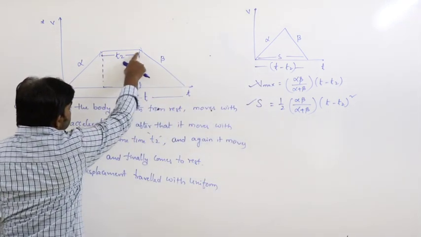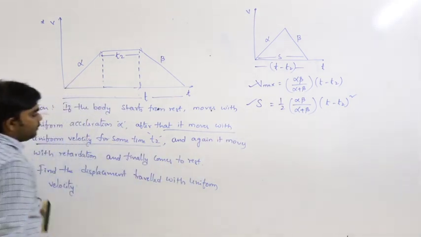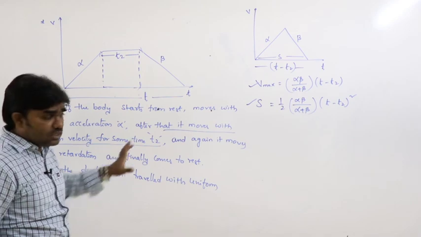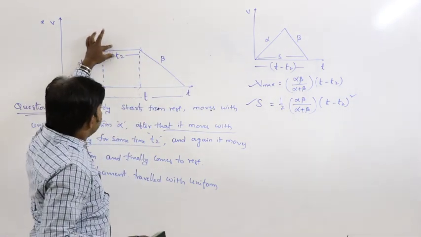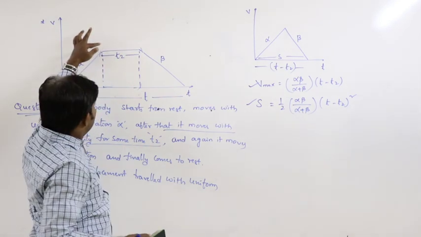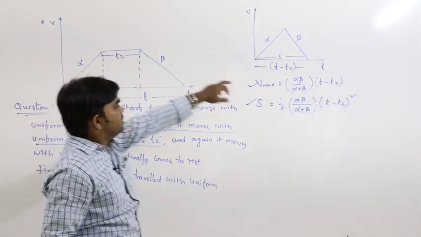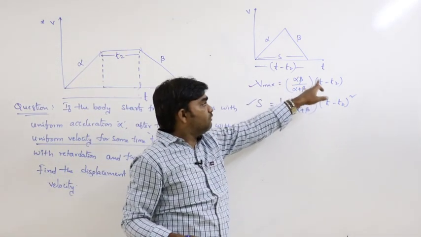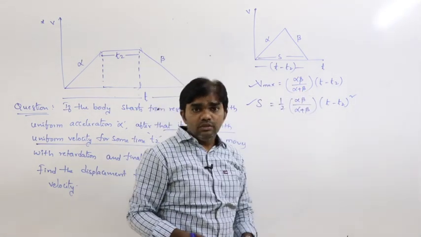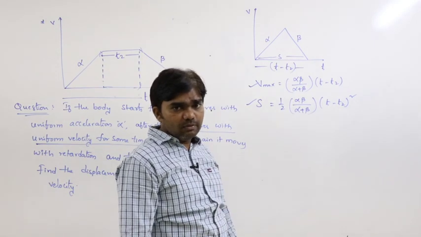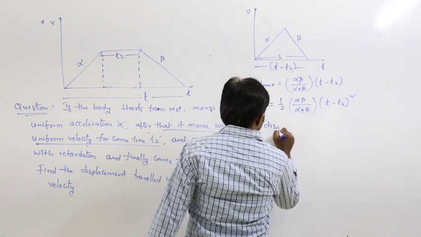Here the body travels with uniform velocity for certain time T2. What is that uniform velocity? Whatever is the maximum velocity attained by the body, the body travels with that velocity only. What is that velocity? Alpha beta by alpha plus beta into T minus T2. That is the maximum velocity. So for this, here what we have to calculate?